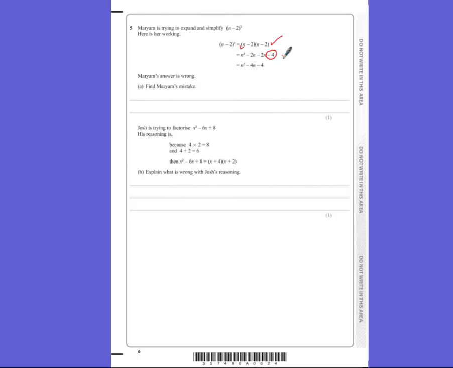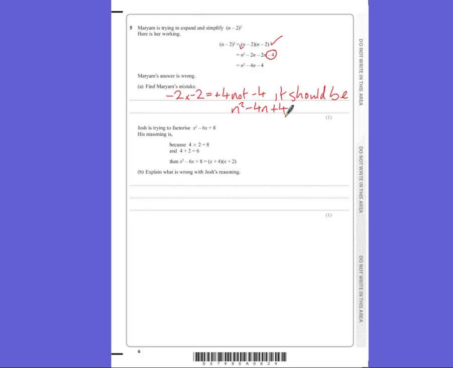So I find it useful to circle the mistake that she's made and then describe it on the lines given. So minus 2 times minus 2 equals plus 4, not minus 4. And it's always good to correct it. It should be n squared minus 4n plus 4, just to clarify exactly what you were talking about.